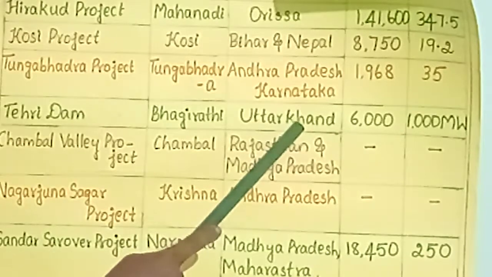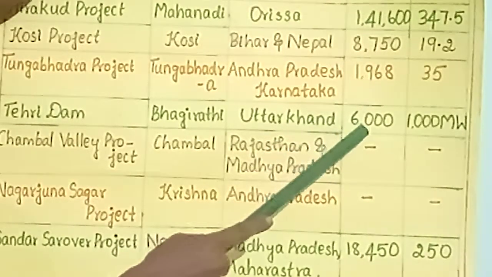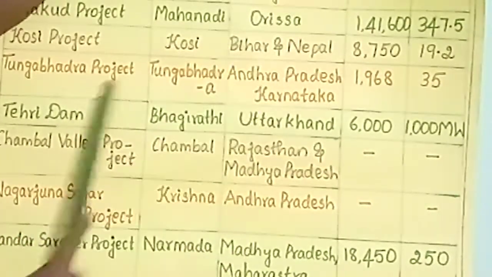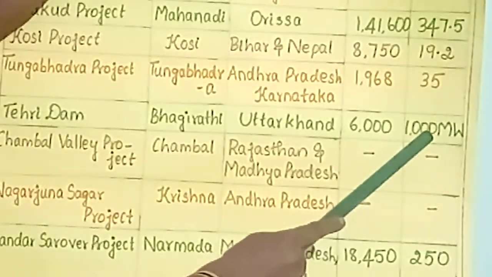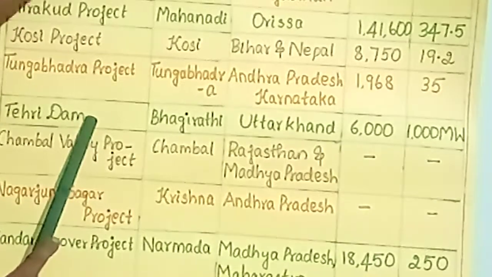The benefited state is Uttarakhand. 6,000 square kilometers of area are irrigated through this dam's water, and also 1,000 megawatts of electricity are produced.